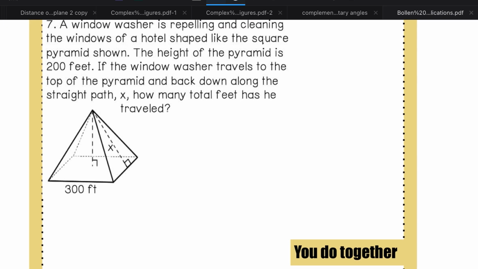Go ahead and pause this one. You follow the same steps as we did the last one. Remember, you're going to half this base here because this goes all the way across and you just want the distance here.